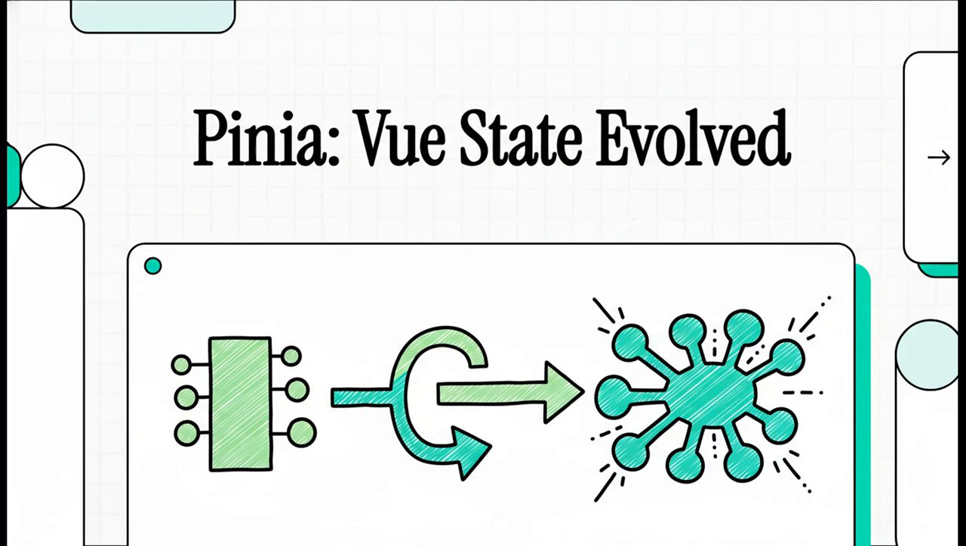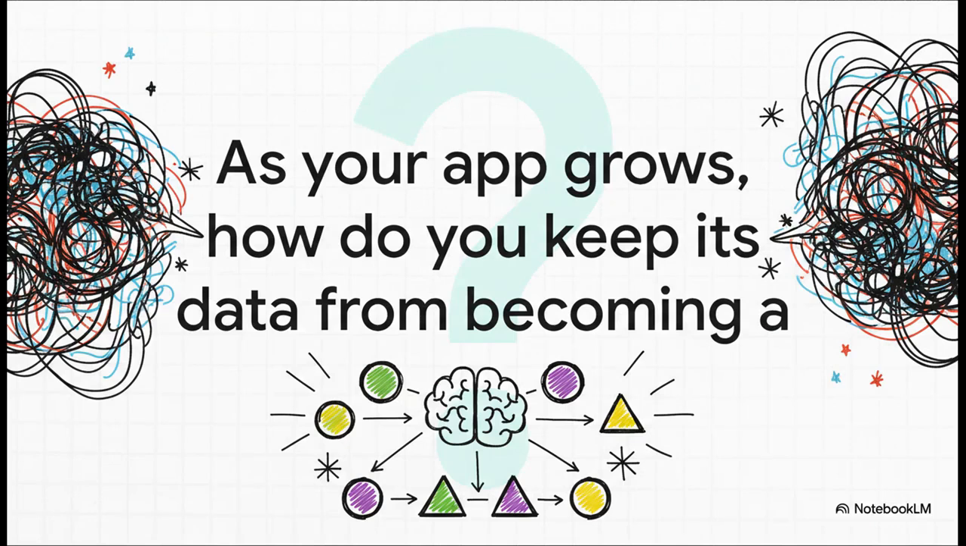Have you ever felt like you're just wrestling a hydra of data in your Vue app? You know the feeling. You fix one state-related bug and bam, two more pop up in totally different components. If that sounds familiar, well, you're in the right place. Today, we're diving deep into Pinia, the official modern state management library for Vue.js that's designed to tame all that complexity.